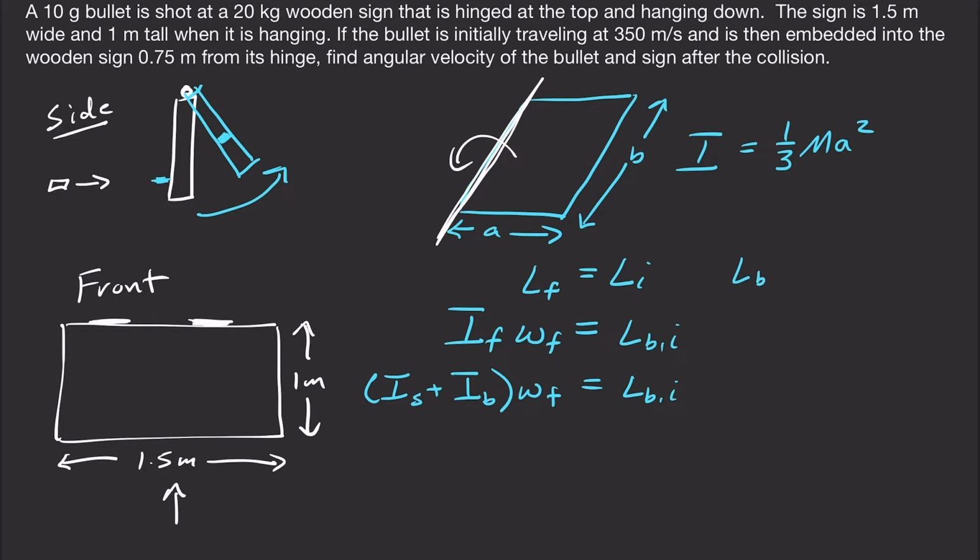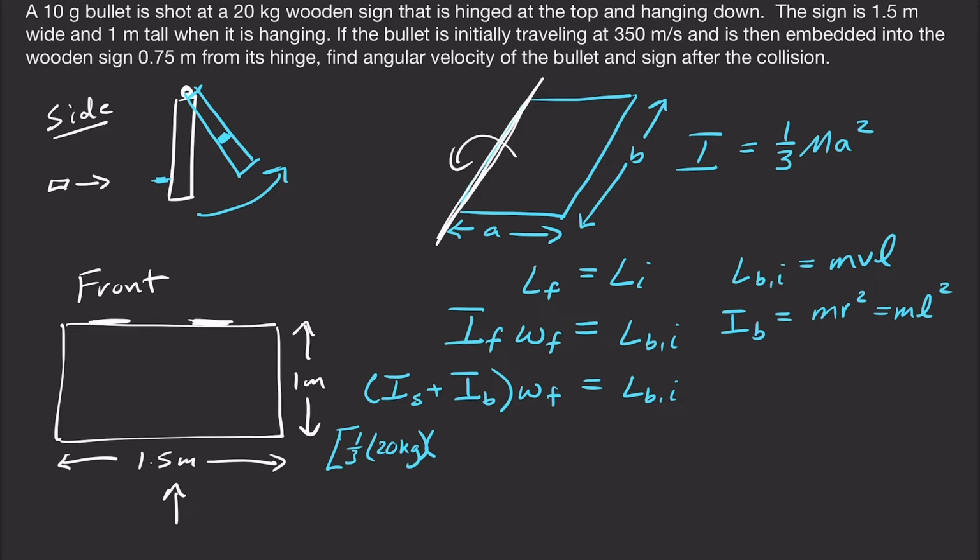So the angular momentum of a particle is mvl, and the moment of inertia of the bullet, we also need that. Again, since it's a particle, it'll be mr squared, or since we use L for the length, we could write this ml squared. In both cases, L and R are just the distance from the object or the particle to the axis of rotation. So now if we just start plugging in, we get the moment of inertia of the sign, which we said is 1/3 its mass, it's 20 kilograms, times A squared.